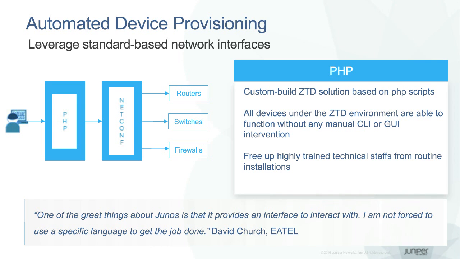So when we were going through the process of figuring out how we were going to go about solving the automation problem and the device provisioning, we knew that we wanted to leverage standards-based network interfaces, or we wanted to be able to use standard protocols. We found ourselves in situations in years past where we got locked into technologies based on some of the things that we were doing. So we knew that moving forward, we wanted to use something that was common.